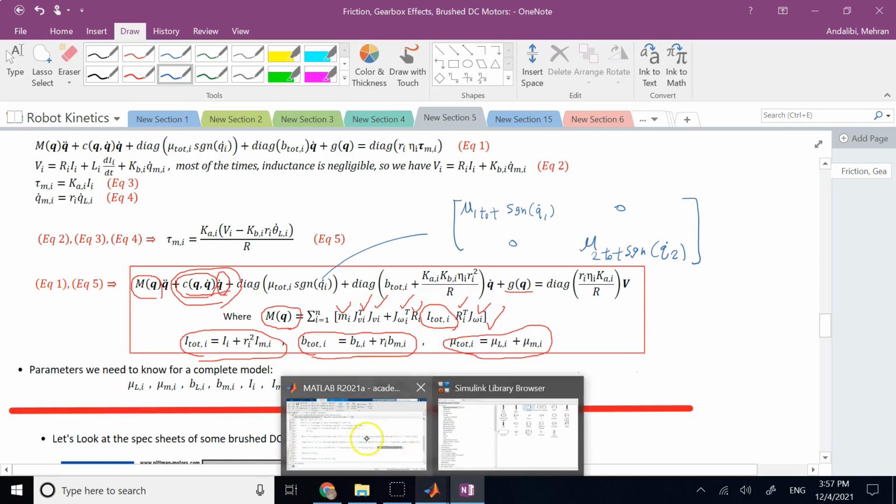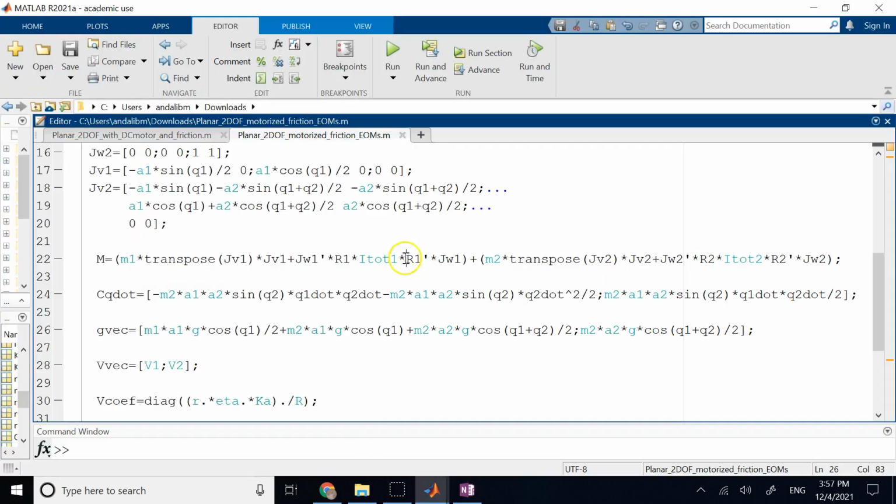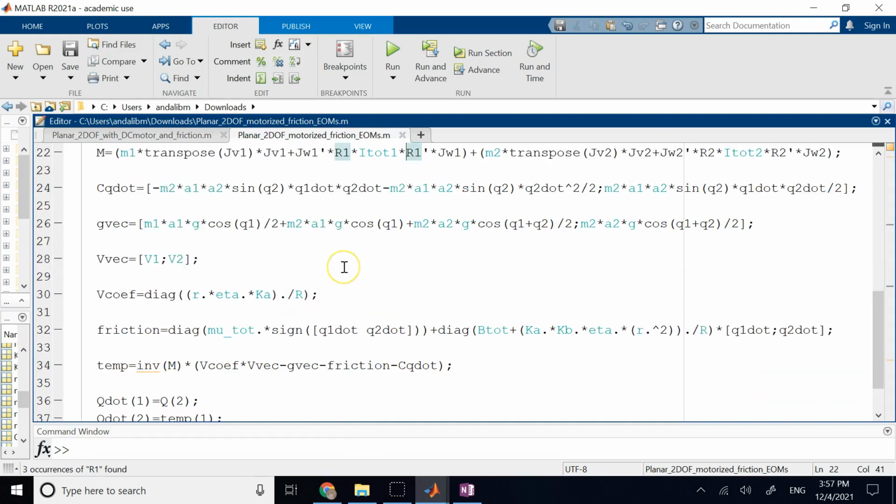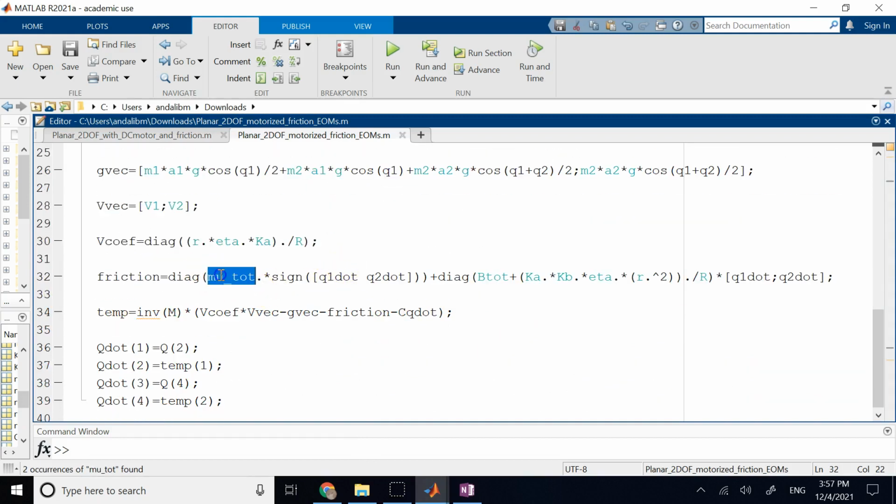And here, if you go and look at the code, I have mu total dot producted by Q dot vector in a sign, because my mu total is a vector. It has mu1 total and mu2 total in it. So I element-wise producted each element in it with sine of Q1 dot and Q2 dot, and then pass it to a diagonal matrix. So this is that first term.